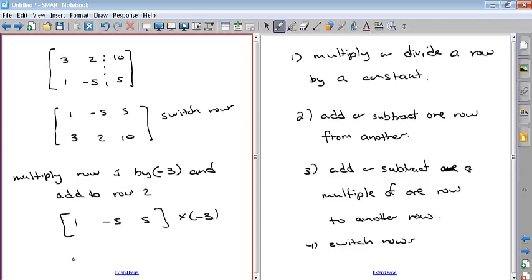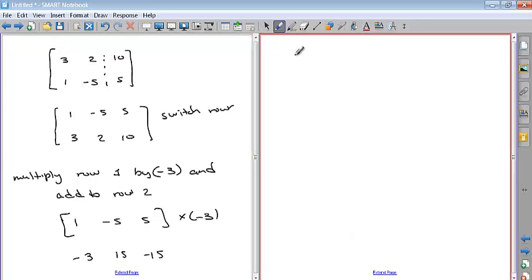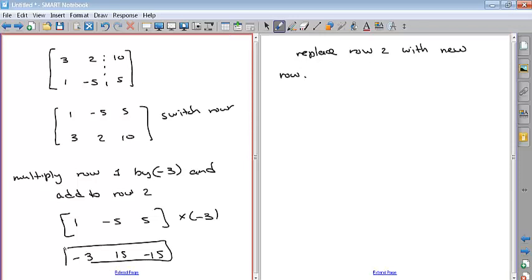So I'll get -1 times -3 is -3. -5 times -3 is 15. 5 times -3 is -15. And then I'm going to substitute it. So I'm going to take that and replace row 2 with the new row that I calculated in the previous step.